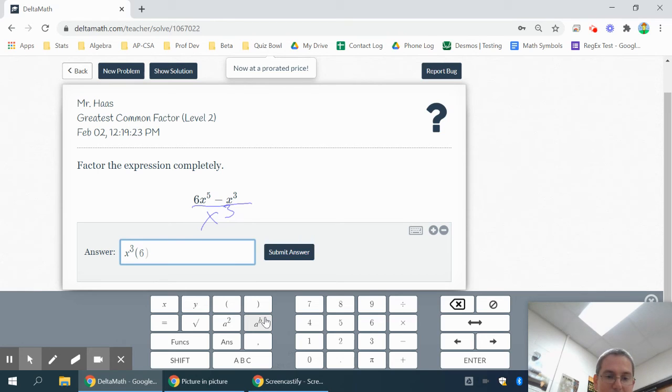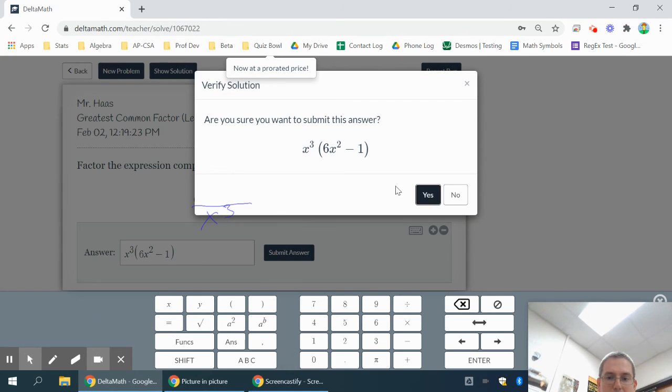And if I have 5 x's and I divide out 3, that'll leave 2 left. So 6x squared. And then x to the third divided by x to the third is 1. So that should be a minus 1 on the end. And that is your answer. We'll try one more of these if we have time.